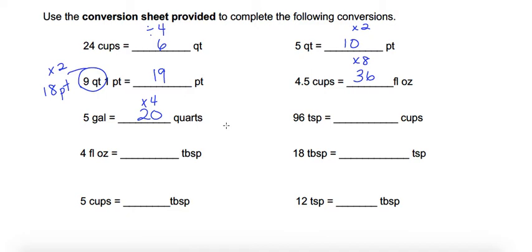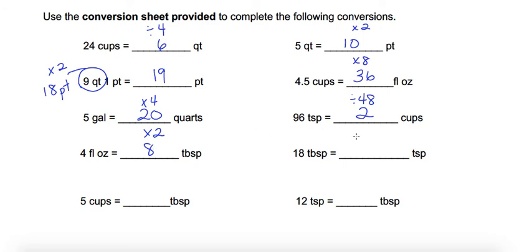96 teaspoons into cups. If I look at my chart again, teaspoons to cups shows us that we need to divide by 48. And 96 divided by 48 gives us 2. So there are 96 teaspoons in 2 cups. From fluid ounces to tablespoons, when I look at that measurement, it shows us that we need to multiply by 2. And 4 times 2 gives us 8. So there are 8 tablespoons in 4 fluid ounces.